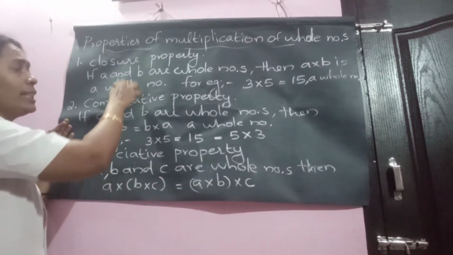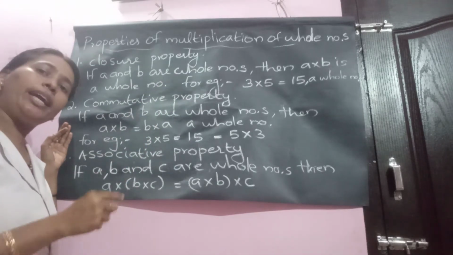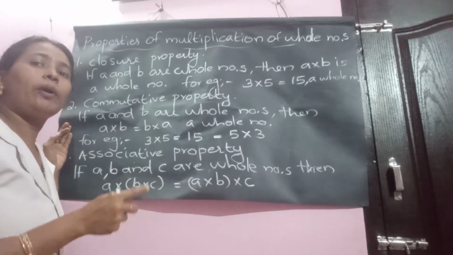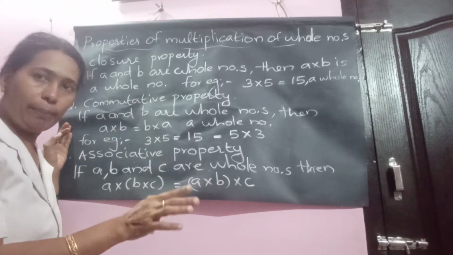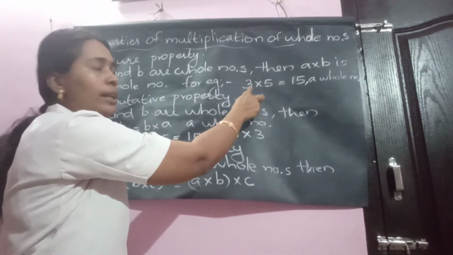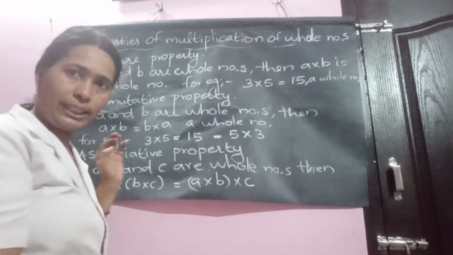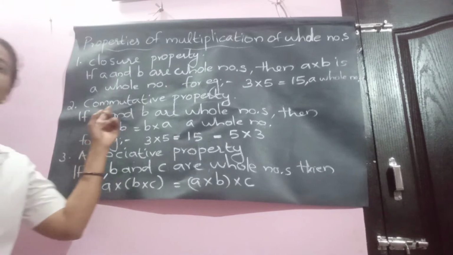The first one is closure property. What is closure property? If A and B are whole numbers, their product is also a whole number. For example, 3 into 5. 3 and 5 are whole numbers. Their product equal to 15 is also a whole number, isn't it? Next we are moving to commutative property.